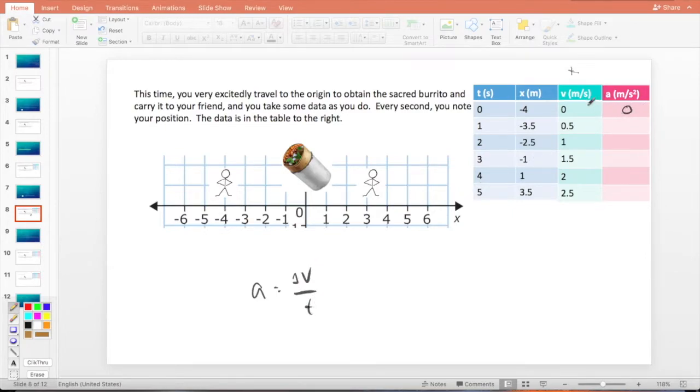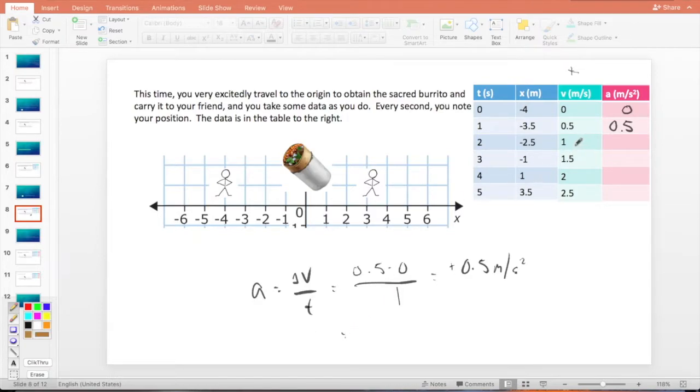Let's look at the acceleration for this first little portion of your journey, for the first second. We saw that you sped up from rest, and by the first second of your journey, you were traveling with a velocity of 0.5 meters per second. So the change in velocity is 0.5 minus 0. Remember, change in is going to be final minus initial. We're looking at this first second, and that took you 1 second. So the acceleration is going to be positive 0.5 meters per second squared.